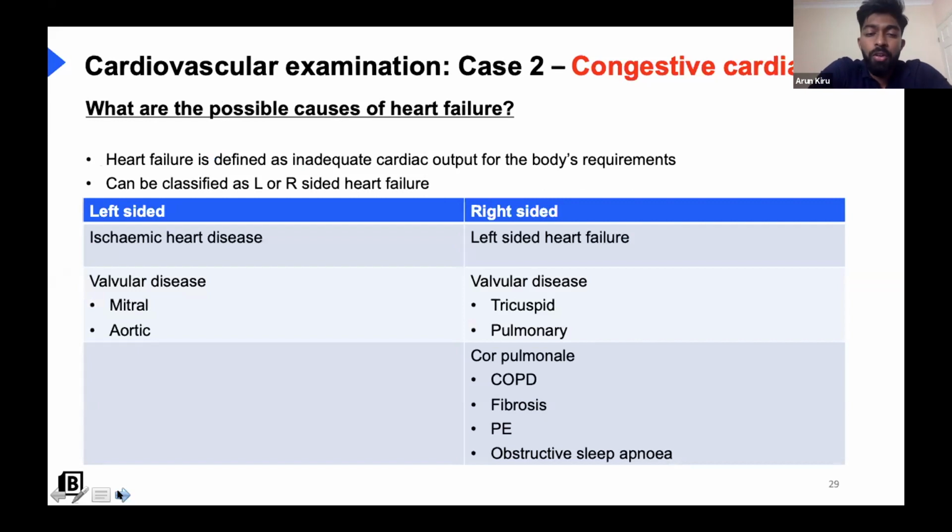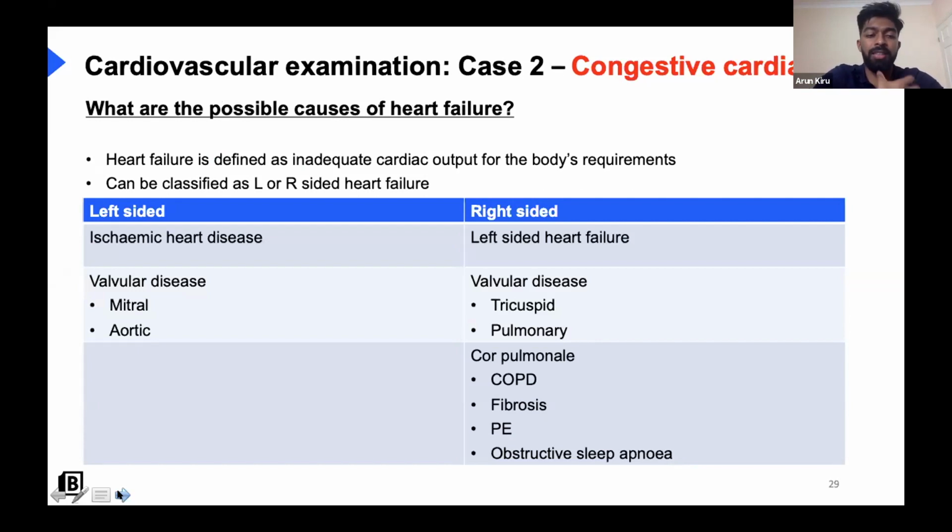Okay, so onto our viva now. What are the possible causes of heart failure? So there's loads of causes, but you don't have to mention all of them. Try and be systematic, try and classify. So you could say heart failure is when you've got inadequate cardiac output for the body's requirements, and you can classify into left-sided heart failure or right-sided heart failure.